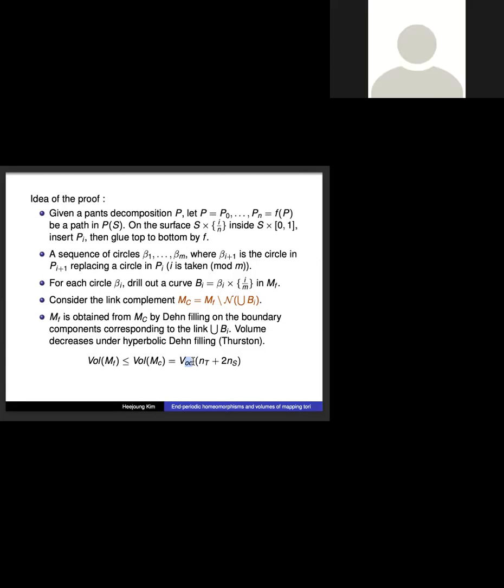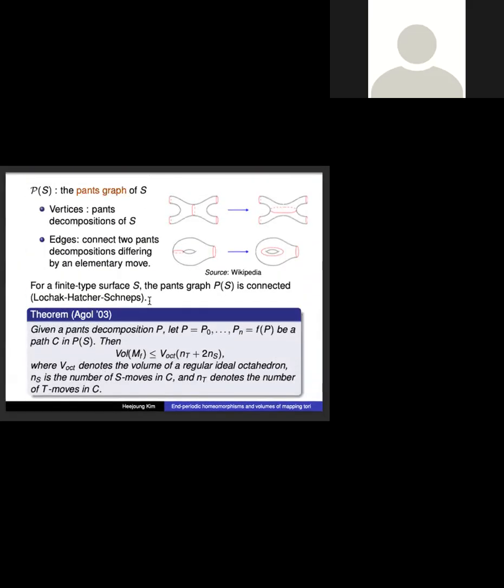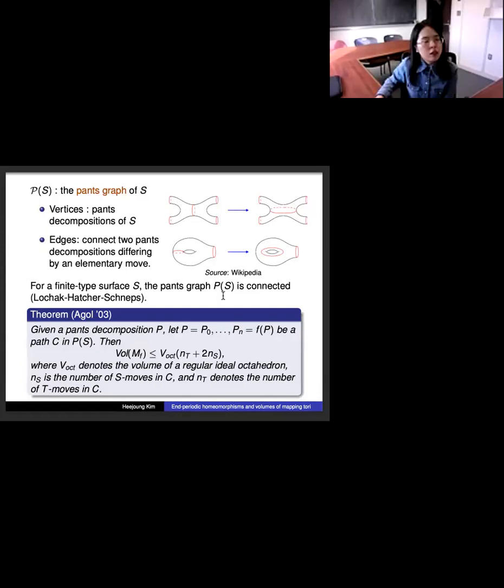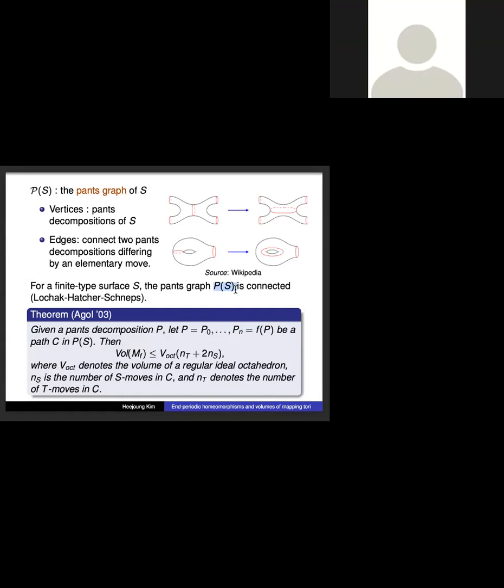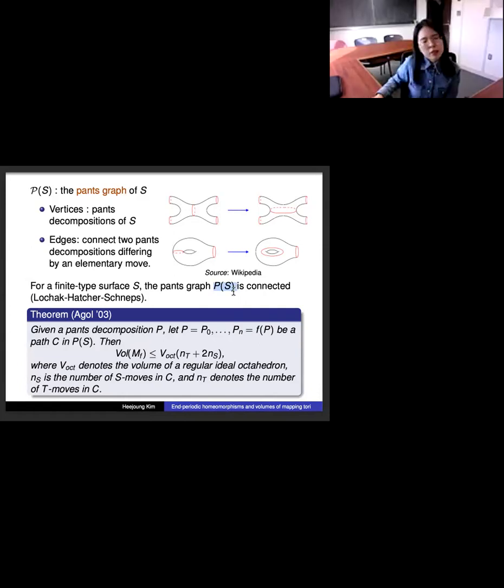Could I ask a question about this pants graph, because you said it's connected? Is anything known about the genus of the graph, viewed as a one-dimensional object related to the surface? As far as I know, the pants graph is connected and simply connected as well, for finite type surfaces.